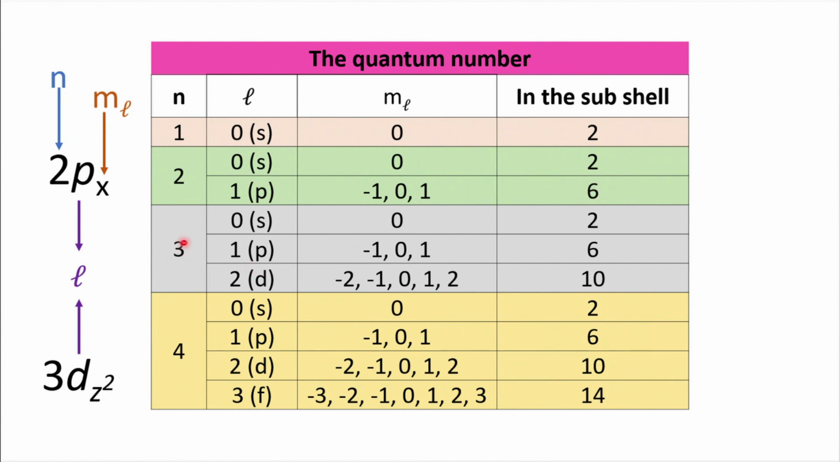And when we move on to the principal quantum number 3, we have 0, 1, 2 as the azimuthal quantum numbers, and correspondingly 0 represents the s orbital, minus 1, 0, 1 represents the p orbitals, and minus 2, minus 1, 0, 1, 2 represents the d orbitals. So, we have 5 d orbitals which can accommodate a total of 10 electrons.